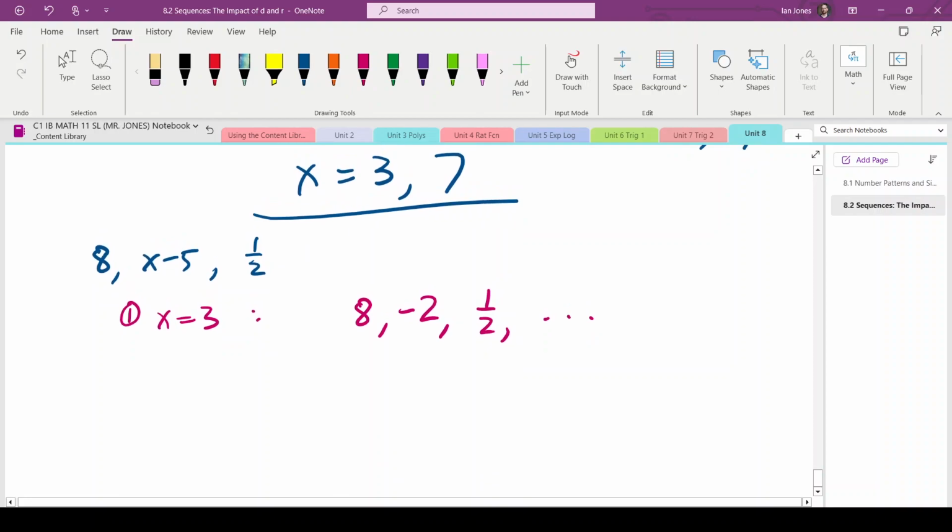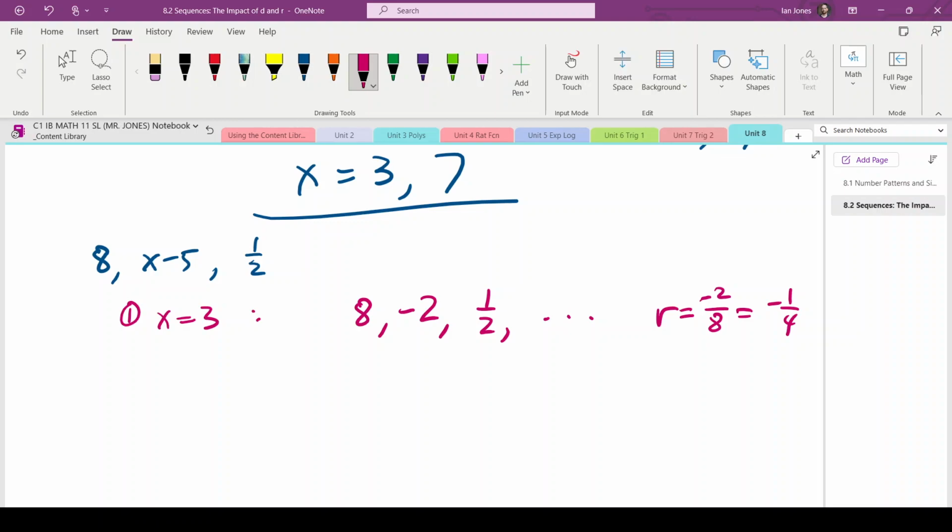What's going on there? Well, my common ratio is negative 2 over 8. It's negative a quarter. Okay, so we've got a scenario where the limit as n goes to infinity of un equals 0. And you can see that as 8 in absolute value is the biggest, and negative 2 in absolute value is smaller, and a half in absolute value is even smaller, and we're getting closer and closer to 0. And you can also see that because this negative 1 quarter falls between negative 1 and 1. And whenever r falls between those two values, we have a converging sequence that goes to 0.